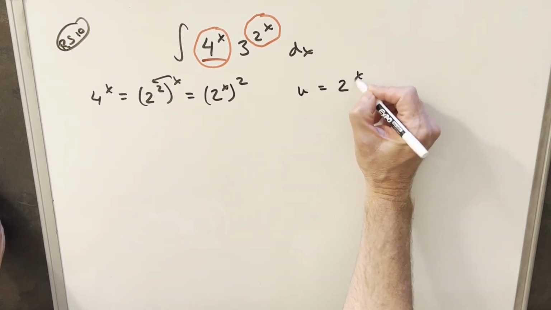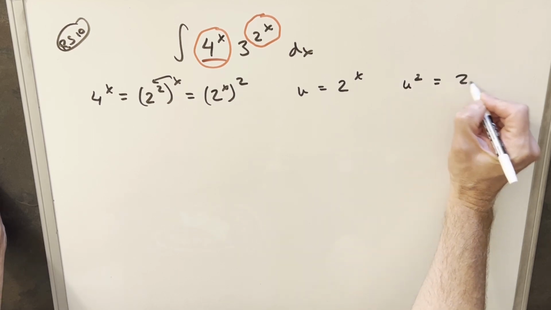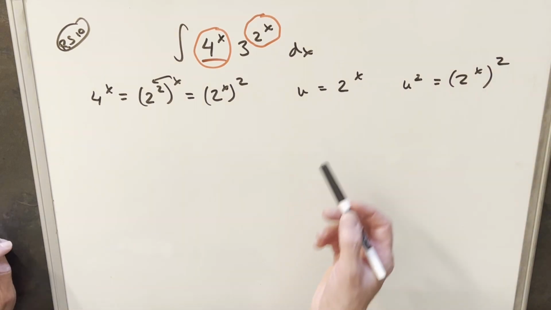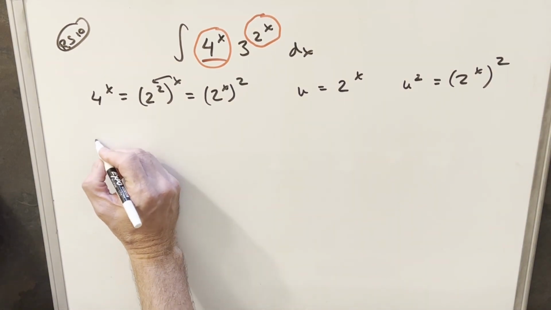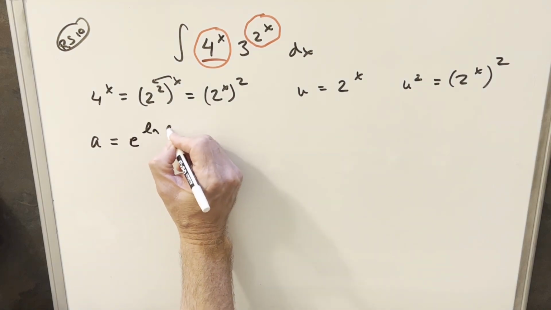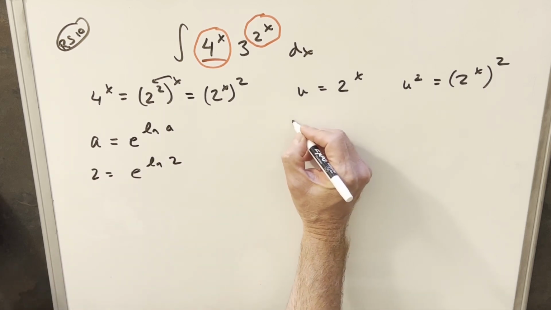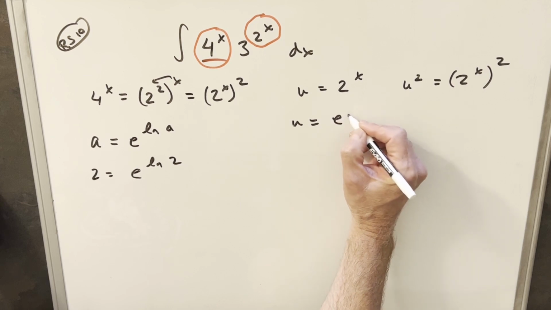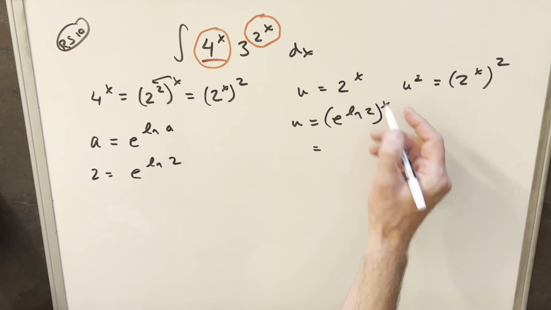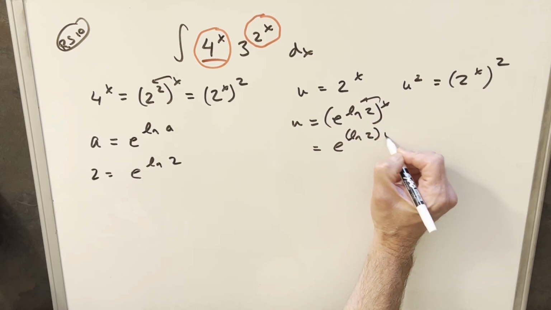I'm just going to call my u equal 2 to the x, noticing, of course, that u squared is going to be this 4 to the x term, or 2 to the x all squared. And before I take my derivative, I'm just going to use this property. If we have a constant value a, we can write this as e to the ln a. So for 2, I can write this as e to the ln 2. So if I plug this in here and we write our 2 as e to the ln 2, all to the x, then we could multiply this in and have e to the ln 2 x.